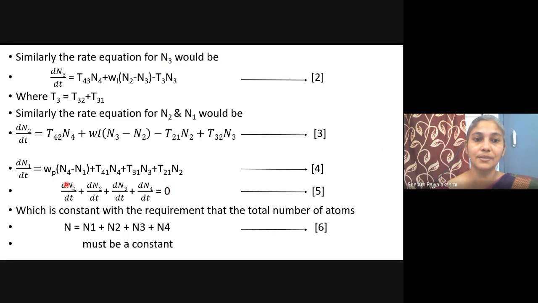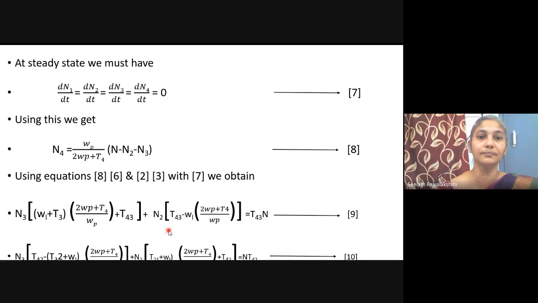So here the rate of change of population in level 1 plus level 2 plus level 3 plus level 4 is equal to 0, which is a constant with the requirement of the total number of atoms. So N is equal to the total number of atoms present in levels 1, 2, 3 and 4, which is a constant.